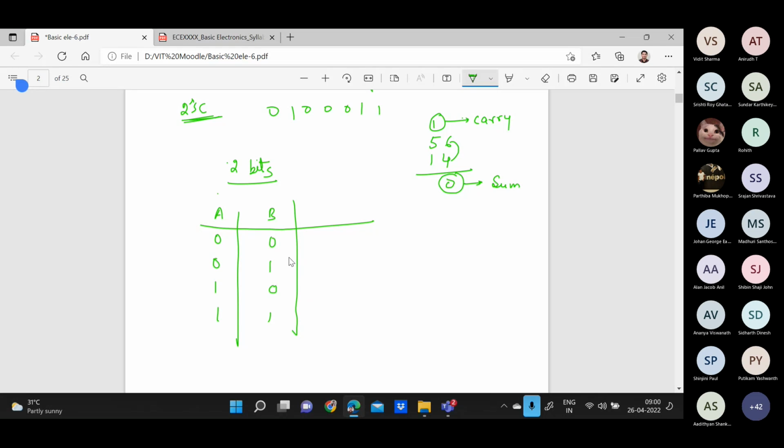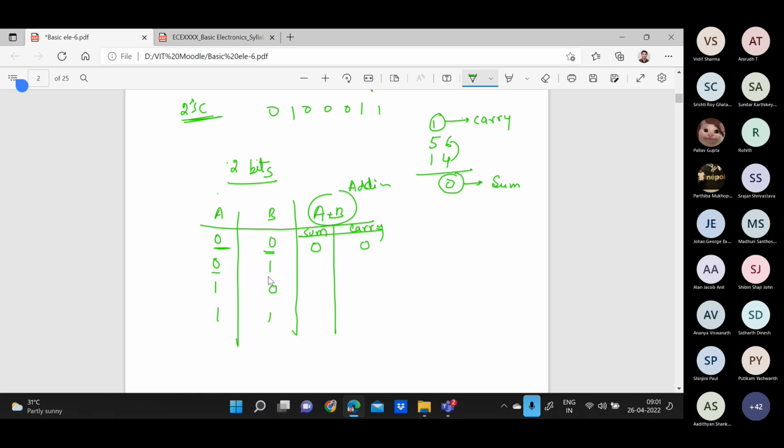Similarly here, when you add A plus B, what will you get? 0 plus 0 will give you sum and carry as two outputs. So I'm making two columns here, one for the sum and another for the carry. If you add 0 plus 0, it will give you sum as 0 and carry also 0.